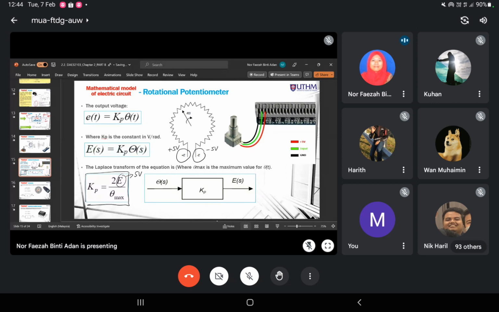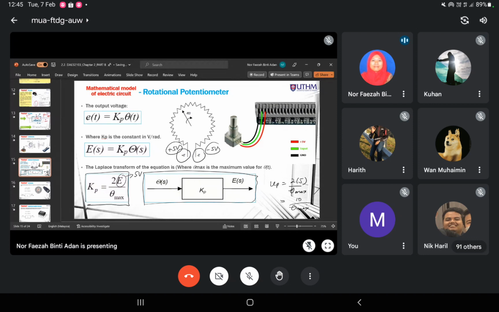Okay, so kalau 2 darab 5, you dapat 10 lah. So untuk example ni saya bagi 5, negative 5. Kp equals to 10, 2 kali 5 over theta max. Okay, sekarang ni kita tak tahu theta max. So we have to know theta max so that we can do a complete block diagram for your potentiometer. So ni kita baru dapat 10 over theta max. 10 dapat dari value, berapa maximum value sini? 5. So 5 darab 2.